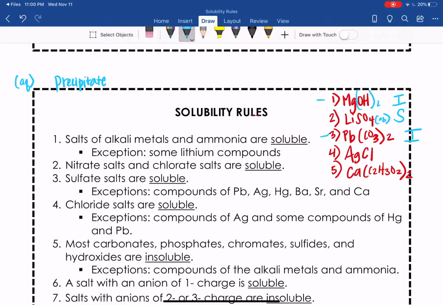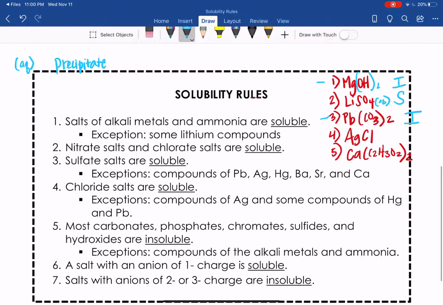Okay. The next one, silver chloride. So that doesn't apply to Rule 1 or 2 or 3, but it does apply to Rule 4. Chloride salts are soluble. Now, we have some exceptions: compounds of silver and some compounds of Hg and Pb. Because this is a silver compound and it's an exception, that's going to make this insoluble. Okay? Insoluble.